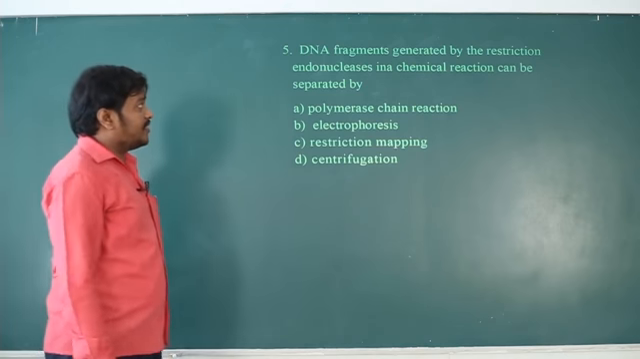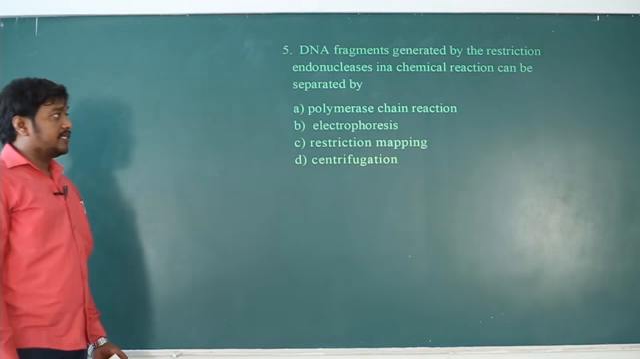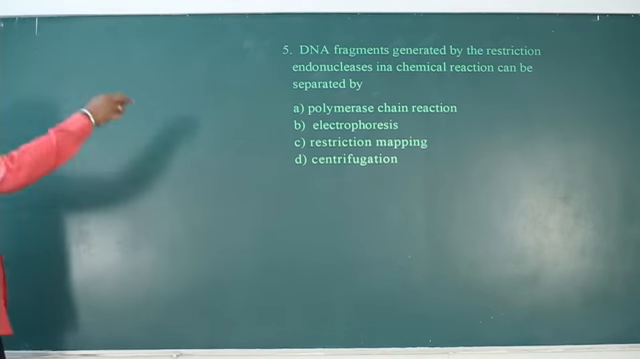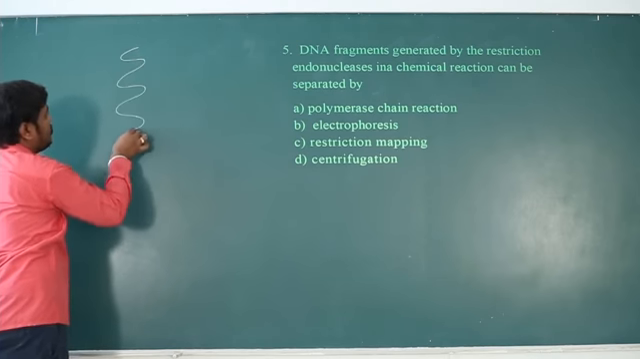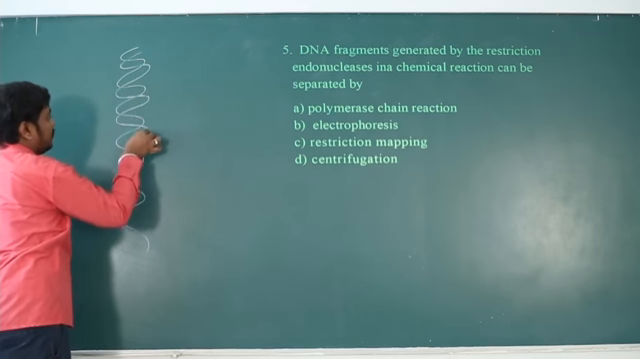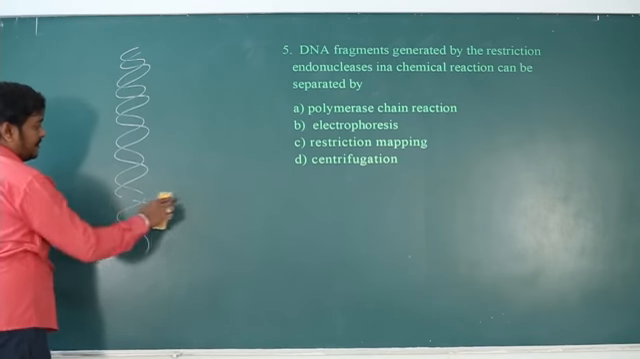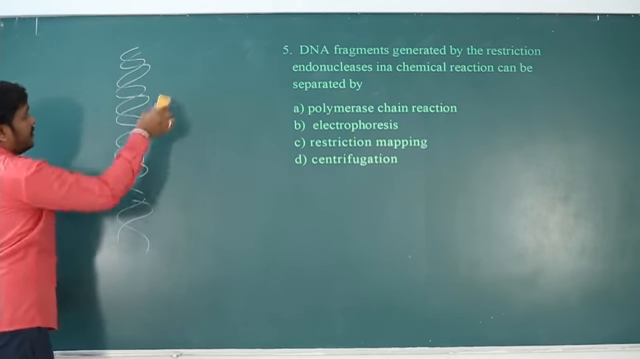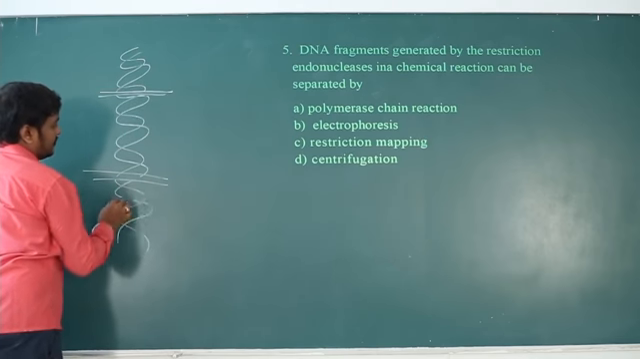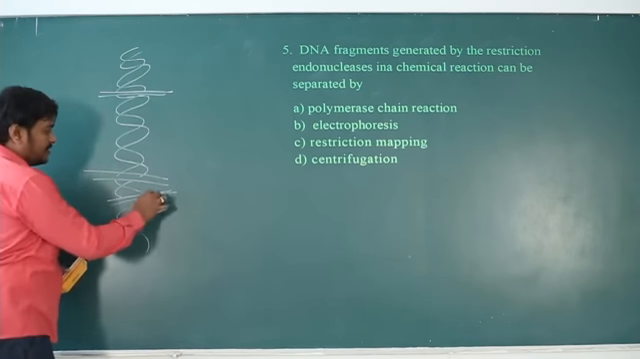DNA fragments generated by the restriction endonucleases in a chemical reaction can be separated by polymerase chain reaction, electrophoresis, restriction mapping, centrifugation. So by which method can we separate the strands that we have cut using a restriction enzyme? Okay, so suppose this is the DNA, it can be made into several pieces for example, like that. So it undergoes fragmentation here, here and here. Okay, so we need to separate these fragments. See the length of the fragments.